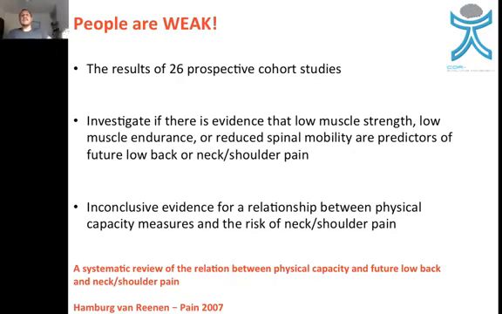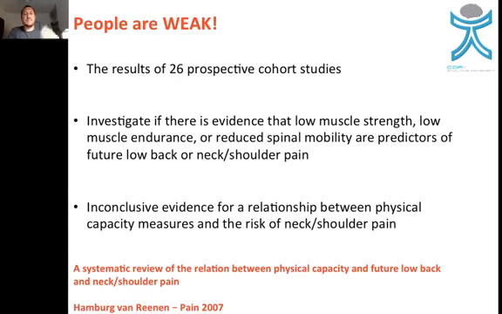So we have a few beliefs that have built up around people in general. And this was a paper from 2007. What they wanted to find out here is, do things like low muscle strength, low muscle endurance, mobility, etc. These were prospective studies, so it's not retrospective. What they're trying to find out is, we can measure people when they develop back pain, we can see some of the factors that are related.